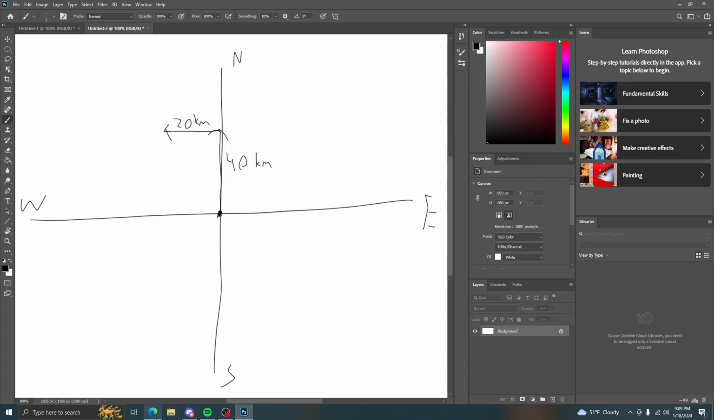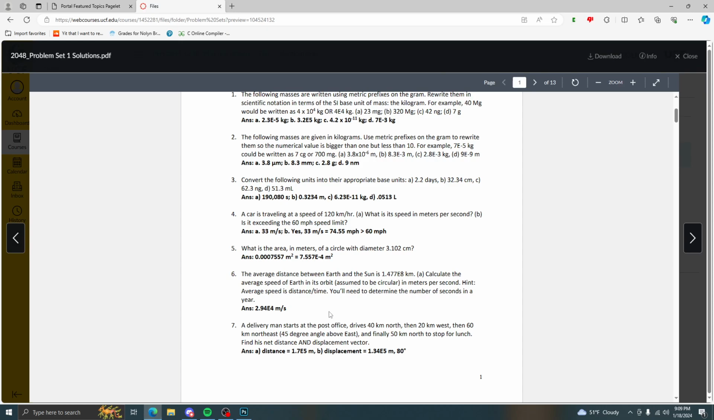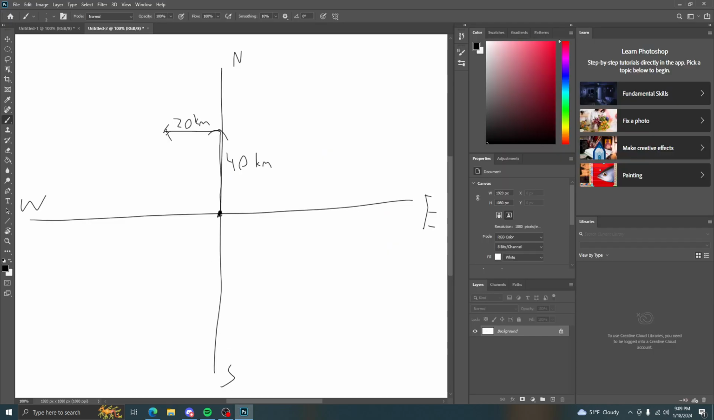And then 60 kilometers northeast, and then 50 kilometers north. I'm going to draw the 45-degree angle here. I'm going to have to make the 50 kilometers kind of stubby because I made the scaling a little bit off, but that's fine.